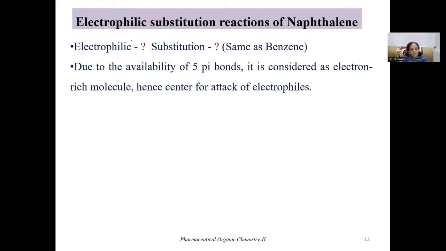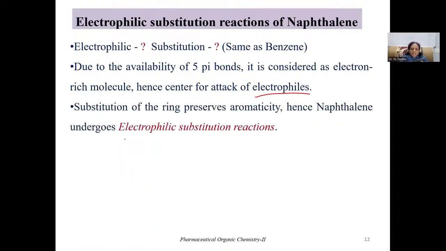Due to the availability of 5 pi bonds in the structure of naphthalene, naphthalene is considered as an electron-rich molecule. Because it is an electron-rich species, it attracts the electron-deficient species. The electron-deficient species are known as electrophiles. So due to the availability of pi bonds in the structure of naphthalene, it becomes the center for the attack of the electrophiles.